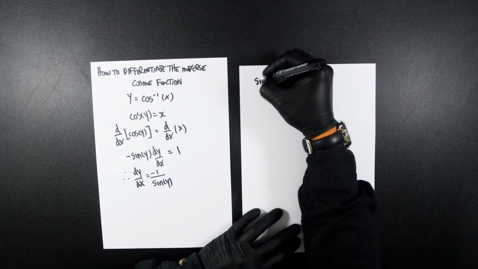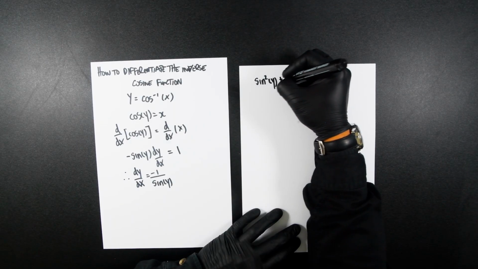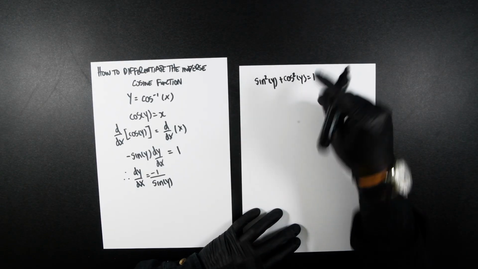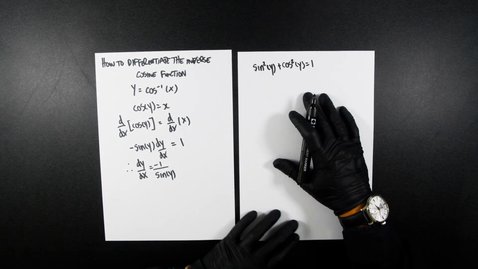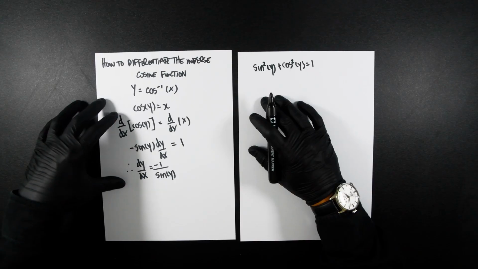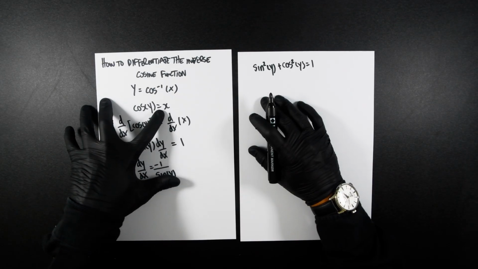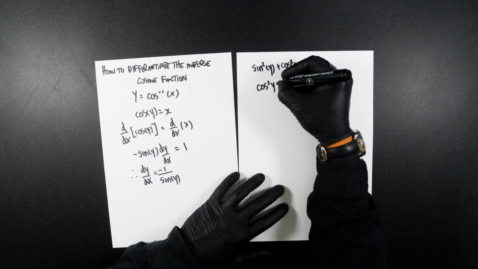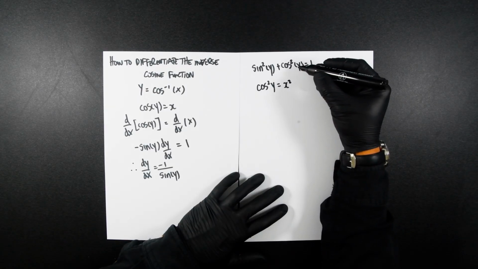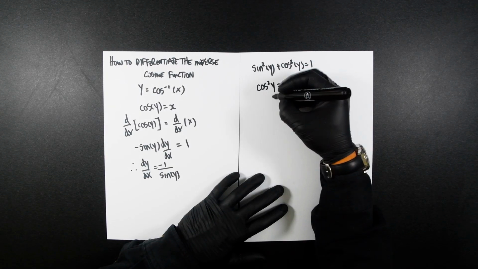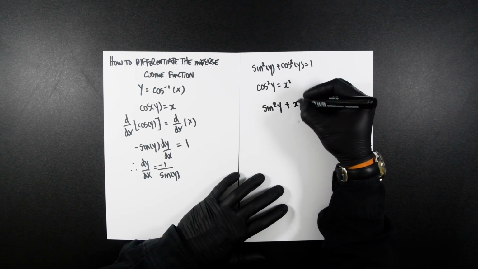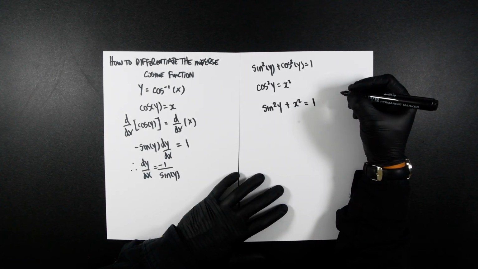So the identity is sine squared y plus cos squared y equals 1. You should probably be pretty familiar with that. So if we take what we had here, cos y equals x, and we square it all, you're going to get cos squared y equals x squared. So we can substitute that in there. So you're going to get sine squared y plus x squared, which equals 1.